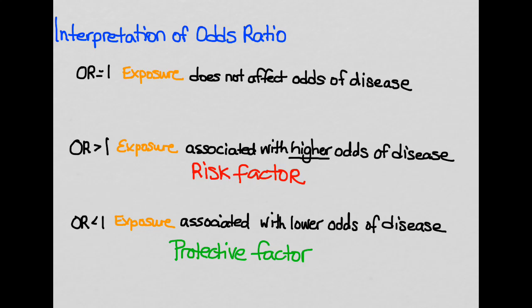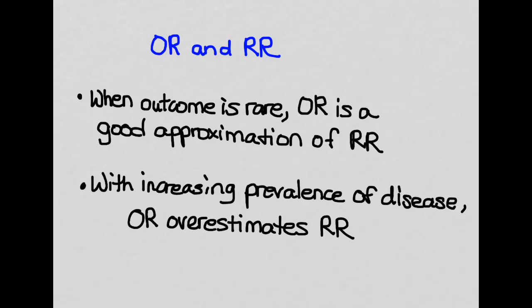It's important to remember that exposures can be either positive or negative. Some exposures increase risk of disease, but there are also exposures that protect people from disease. So that's the interpretation of the odds ratio. It's very similar to the interpretation of relative risk.